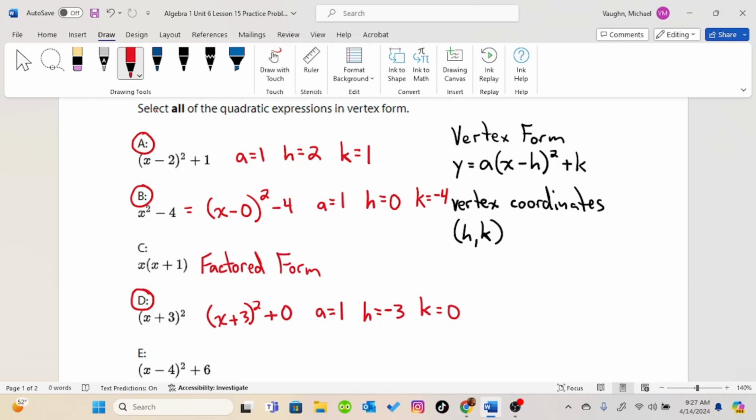And then our last choice, E, is obviously in vertex form, where a is understood to be 1, h equals 4, and k equals 6. So A, B, D, and E are all in vertex form. If you have any questions about vertex form quadratic expressions, please use class time to ask for further clarification.